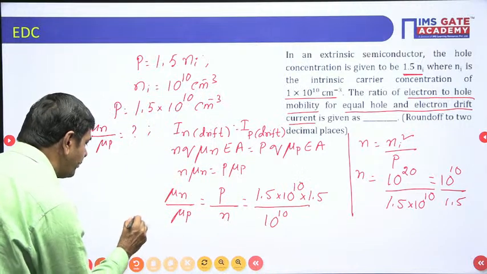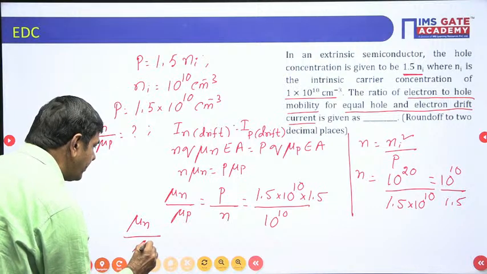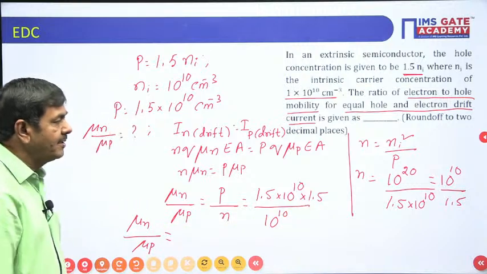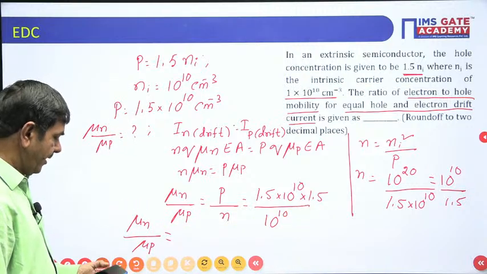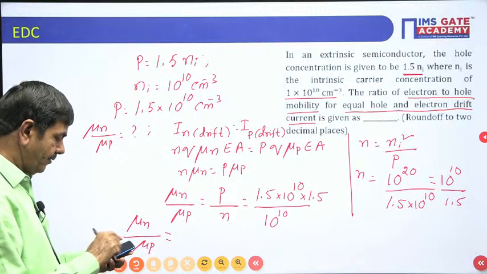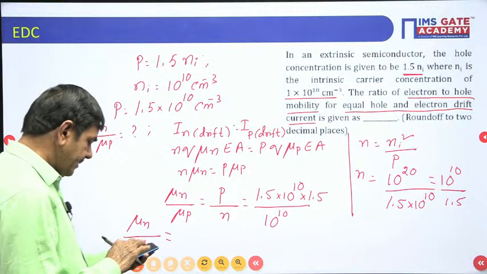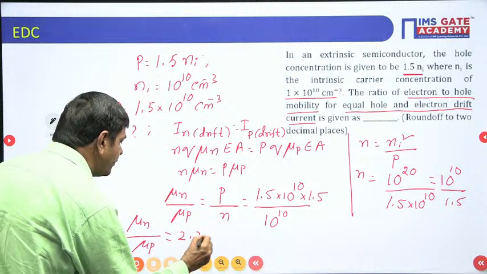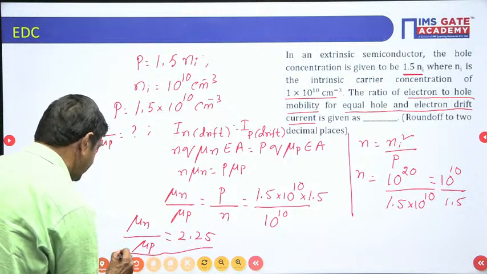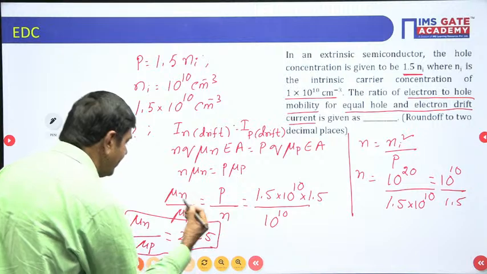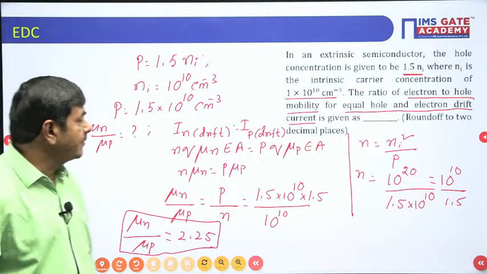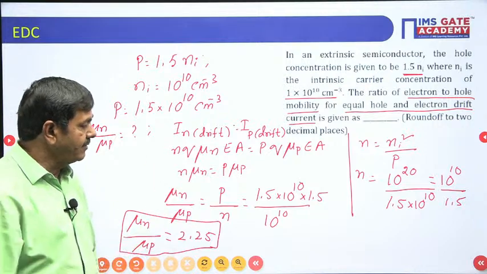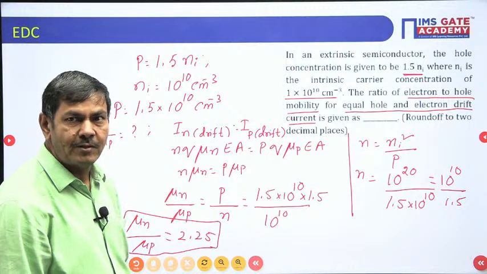Finally, mu n by mu p is 1.5 into 1.5. How much? 2.25. It comes as 2.25 only. That value is 2.25. Yes, this is the solution for this question. In that way, we can get the answer. So, how are the formulas useful in semiconductors? I gave this as one example. I hope you followed this.